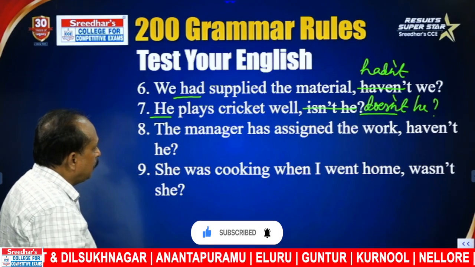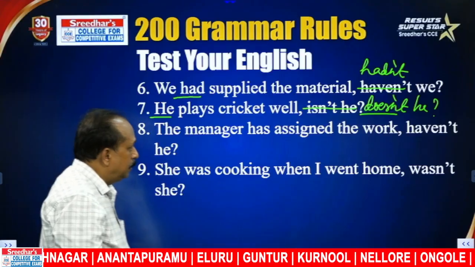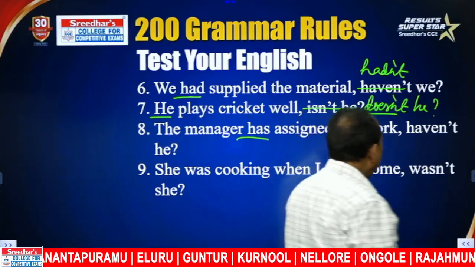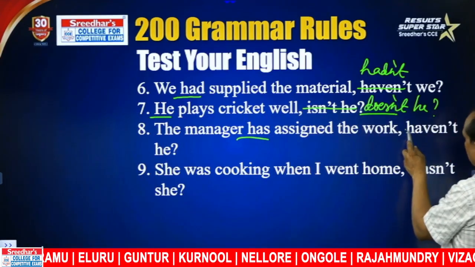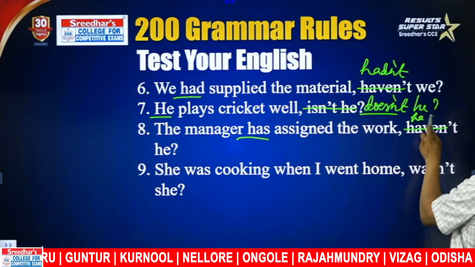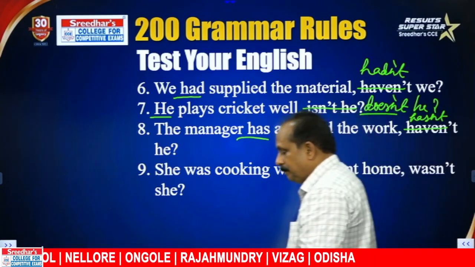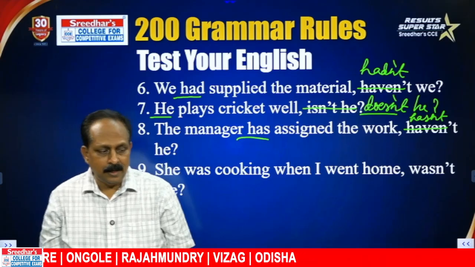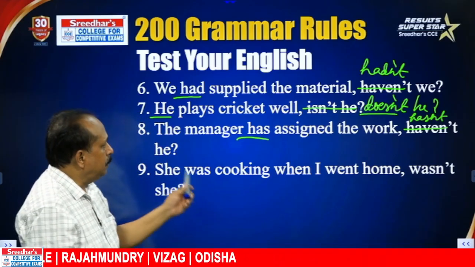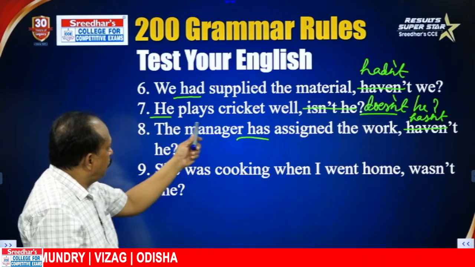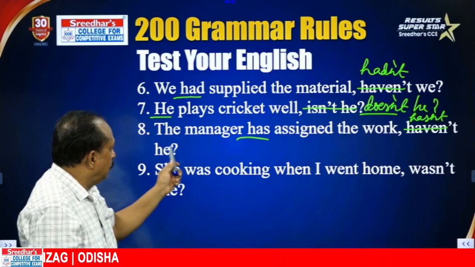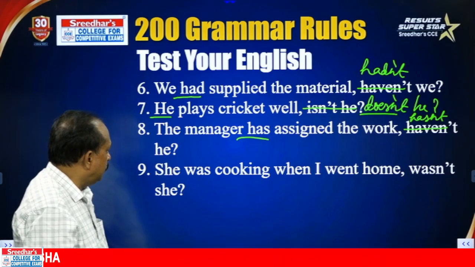The manager has assigned the work, haven't he? What is the helping verb here? Has. Then we cannot use hasn't or haven't. What are we supposed to say? Hasn't he? The manager has assigned the work, hasn't he? He plays cricket well, doesn't he? The manager has assigned the work, hasn't he?